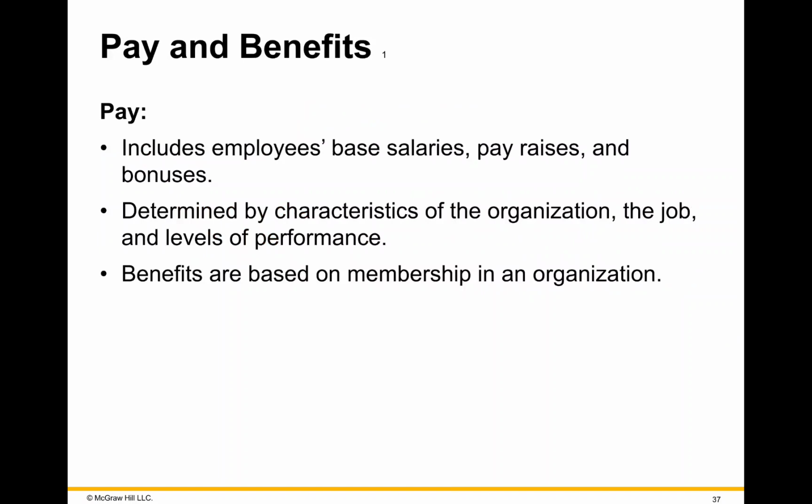Alright, so next is pay and benefits. The next component is pay and benefits. Pay is what employees get: base salary, pay rises, and bonuses. So that is considered pay. Pay will be determined by a few factors, either by the characteristics of the organization, the job, and the levels of performance.